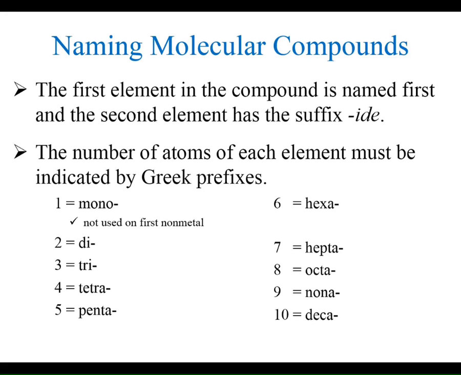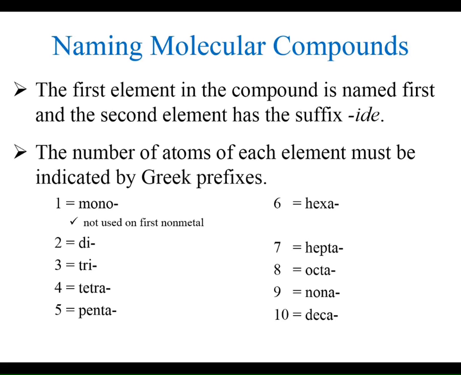Name the first element, name the second one, change it to ide, and then put one of these prefixes in front of it, which will tell you how many you got. So no figuring out charges or anything, because they're not charged, they're not ionic. So these members share electrons. These do not transfer electrons.